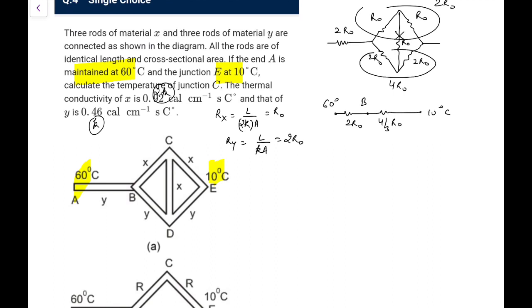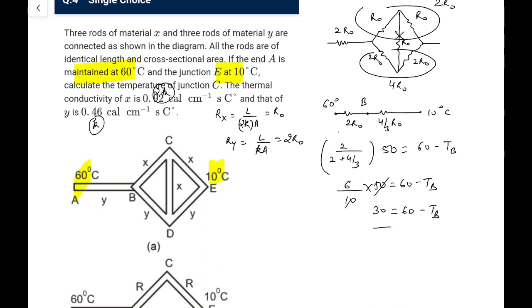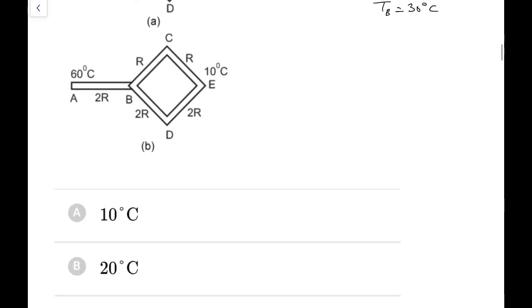So what would be the temperature at the junction B now? At the junction B, the drop would be 2 upon 2 plus 4 by 3 into 50, that is the total drop, that would be equal to 60 minus TB. If I simplify it, 3 2s are 6 and 6 plus 4 is 10, into 50 is 60 minus TB. So 30 is 60 minus TB, so TB comes out as 30. So the temperature of the junction B is 30 degrees, and from symmetry this would be equally divided, so C would be at 20 degrees because both sides are symmetrical. So the temperature of C is going to be 20 degrees.